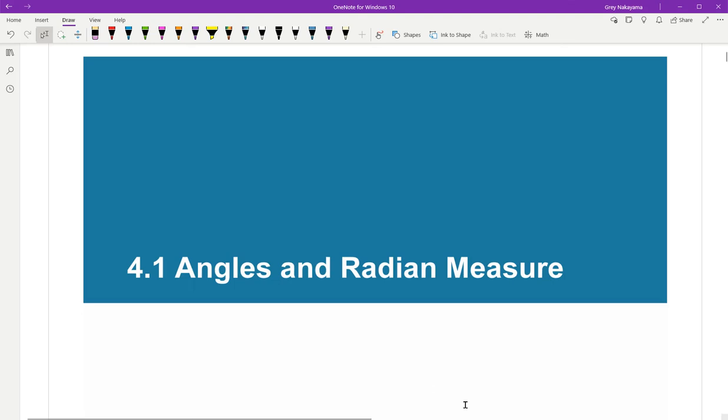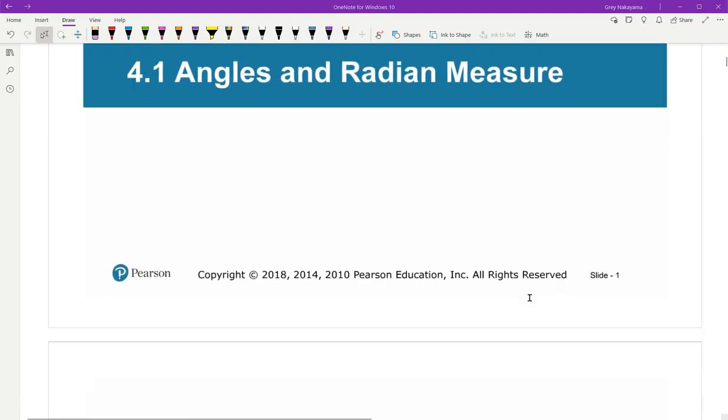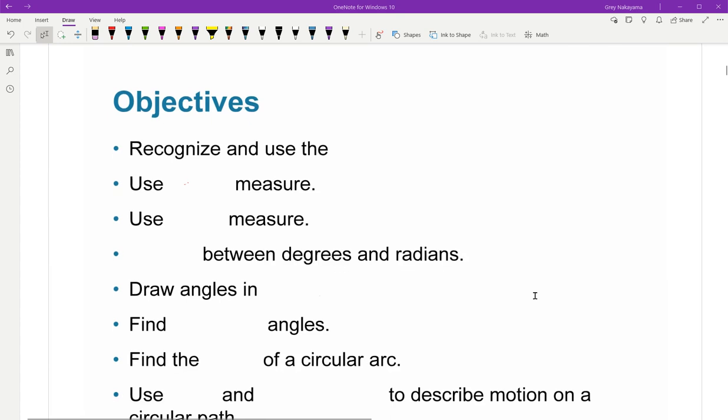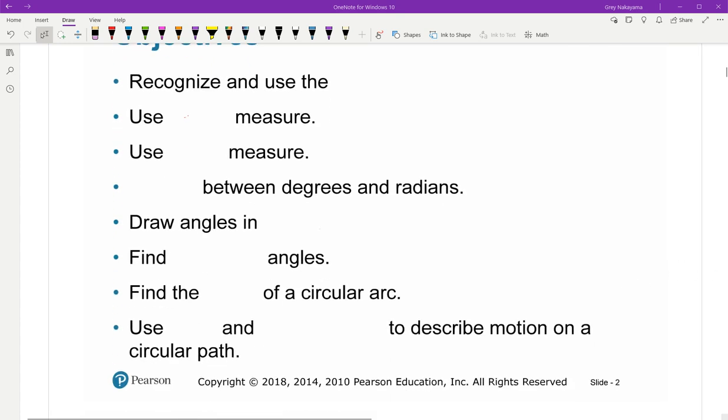Hello there. Today's lesson is 4.1 Angles and Radian Measure. This lesson packs a lot of information, but I talked to the Algebra 2 teacher before I did this, and everything you have done on here except for the last one. So this should be a review, and we should be able to go through it very quickly.